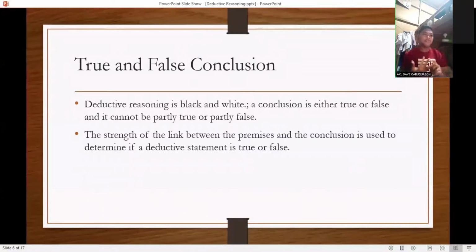But on the other hand, if the strength of the link between our two premises and our conclusion is very weak, or we can say that if the premise is not true all the time, or it is strongly false, then we can conclude also that our conclusion is also false. So to further explain what the true and false conclusions are, here are examples of deductive statements which have a true and false conclusion.